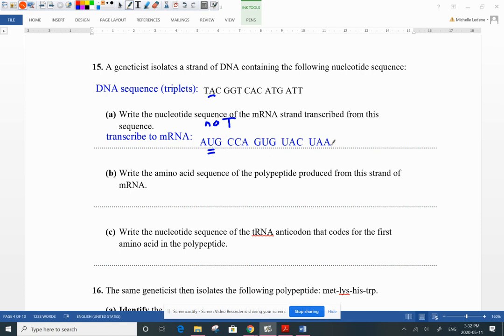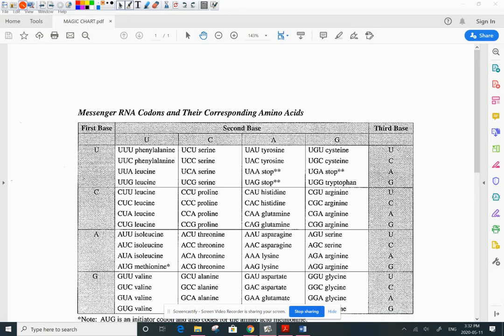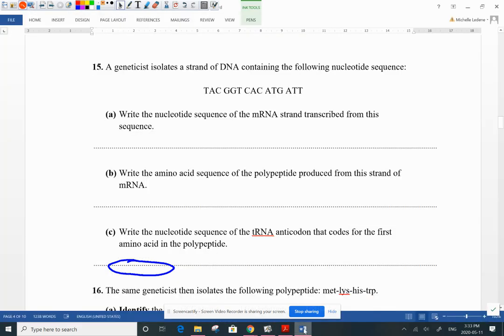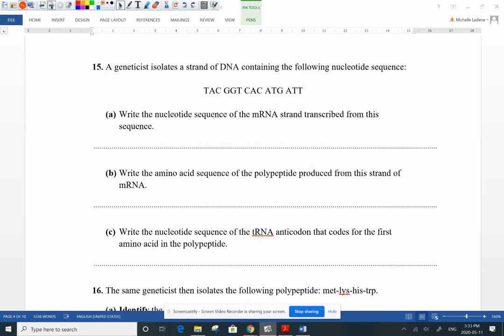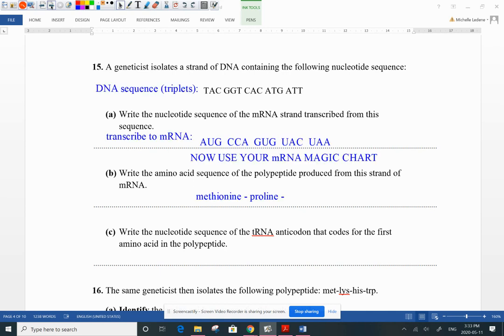Once you have transcribed and you've got your mRNA sequence, your codons, then you're going to use your magic chart, and you're going to look at these 3 letters at a time. Okay, so I've got AUG, that was my first 3 letters. AUG, well, here he is, methionine. That will be the first amino acid in this particular chain that is going to make a protein. And then we would do that for the next 3, and the next 3, and the next 3. That's how we transcribe from DNA to mRNA and then translate. So again, you use your magic mRNA chart to go from mRNA to amino acids. You look it up, methionine, proline, etc. Using your chart, you can build an amino acid sequence, a protein.